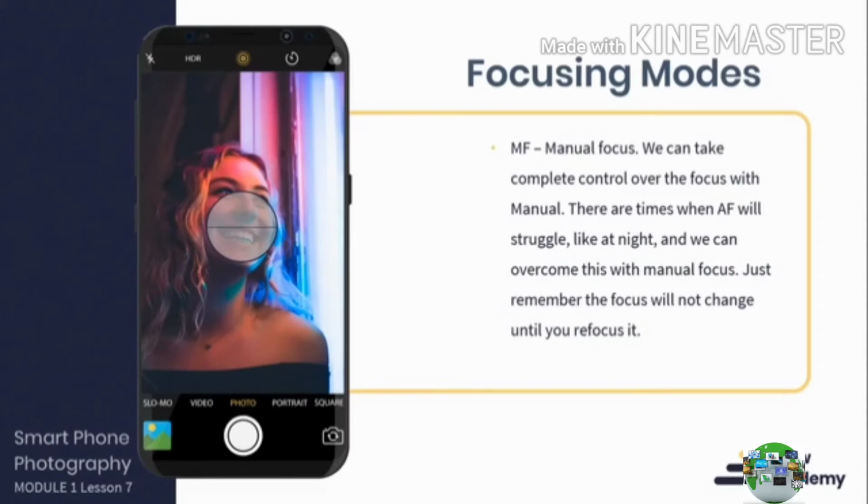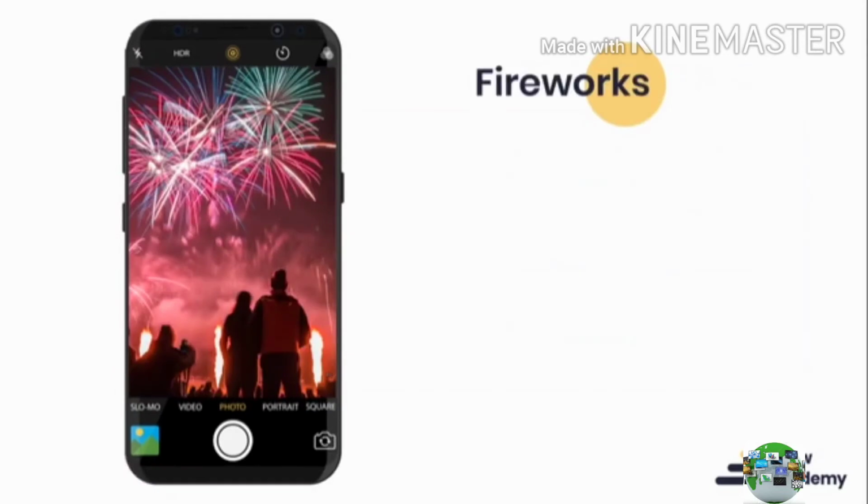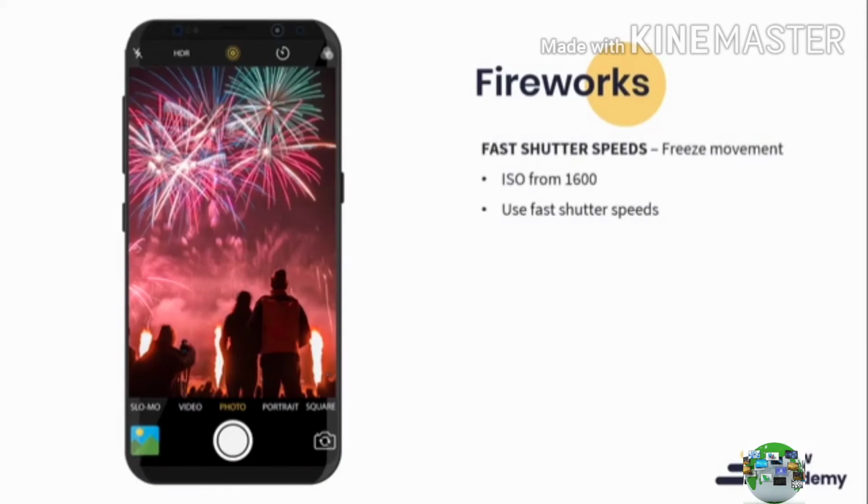Now, with all of that in mind, let's have a look at how we can start taking some long exposures. Starting off with fireworks, a very popular one that I get asked about a lot, and not so difficult to photograph. We do have two approaches when it comes to photographing fireworks. You can decide to use fast shutter speeds if you want to freeze the movement. So you're going to increase your ISO to about 1600. Now, fireworks do give off a huge amount of light anyway, so you shouldn't really struggle getting those fast shutter speeds, especially if you are using a higher ISO.